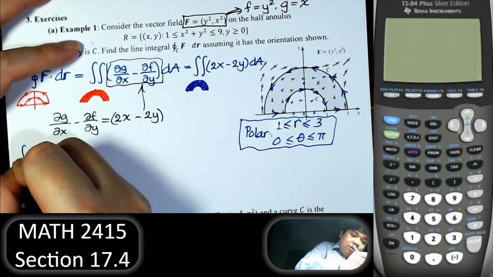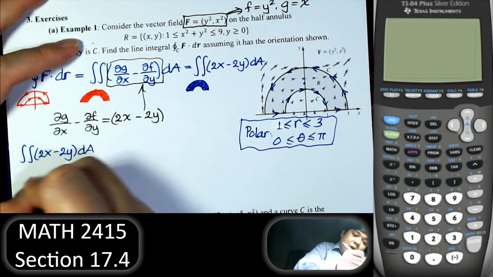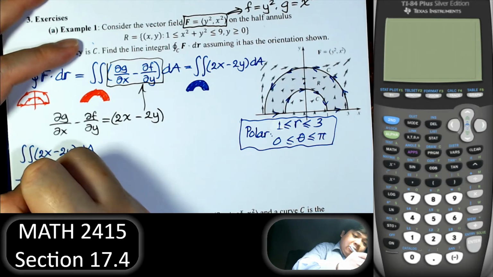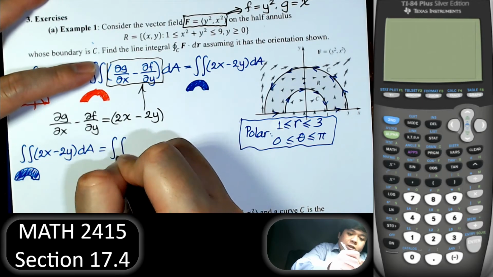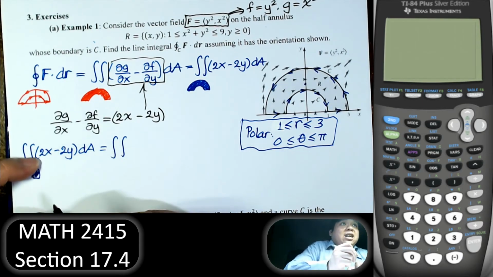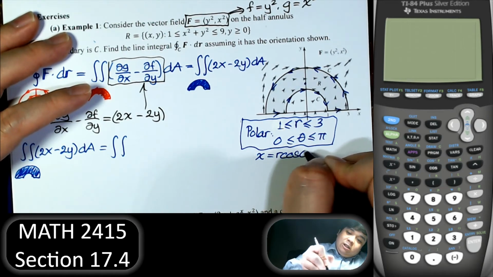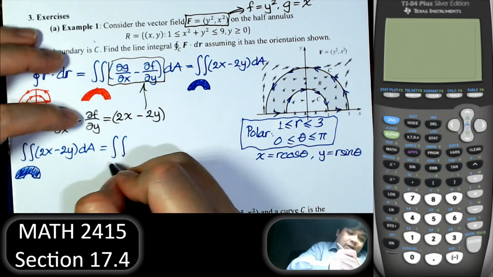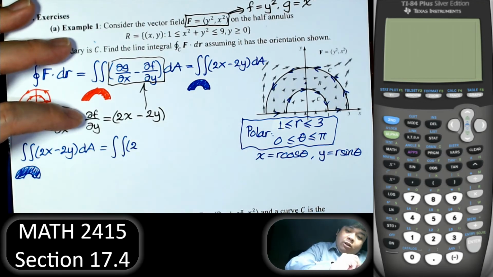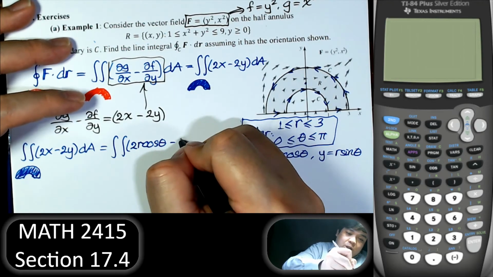So that integral of 2x minus 2y dA over half a donut, we can write x in terms of polar and y in terms of polar. In polar, x equals r cosine theta and y equals r sine theta. So in this case we have 2 r cosine theta minus 2 r sine theta.